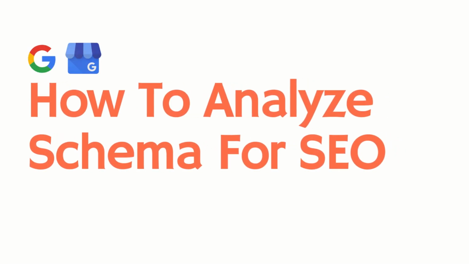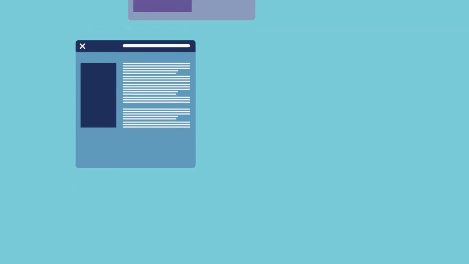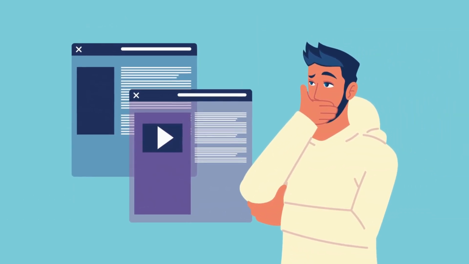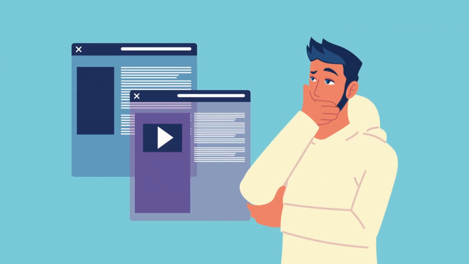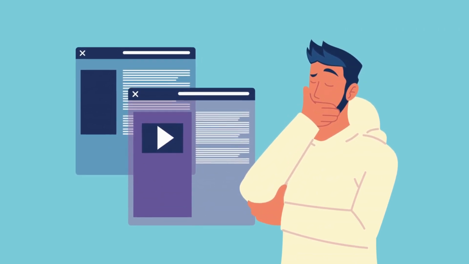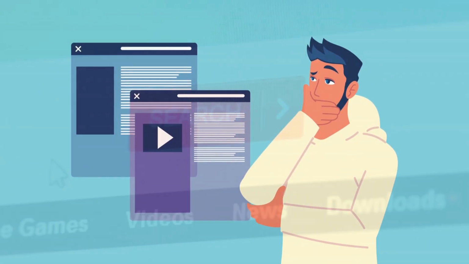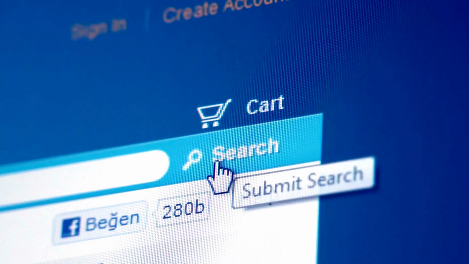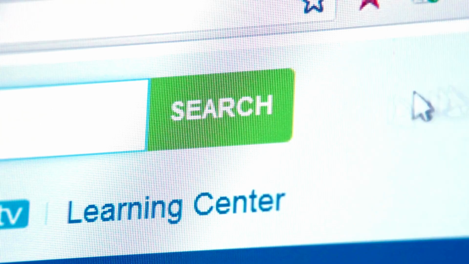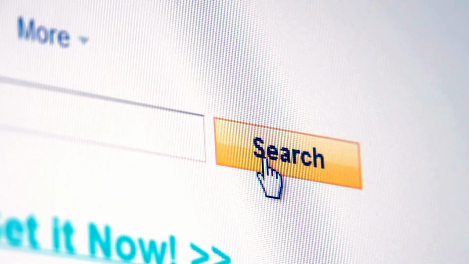In this video, we'll show you how to analyze your schema for better SEO. When implemented correctly, schema can transform how your website appears in search results, enabling rich snippets like star ratings, product information, FAQs, and more. These enhanced listings not only improve your site's visibility, but also increase click-through rates by providing users with more relevant information at a glance.